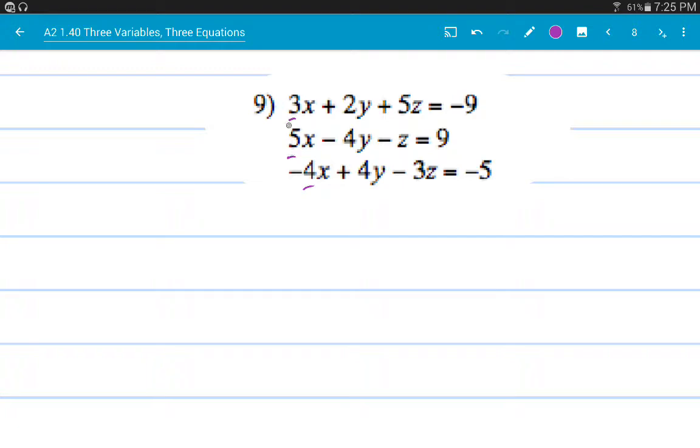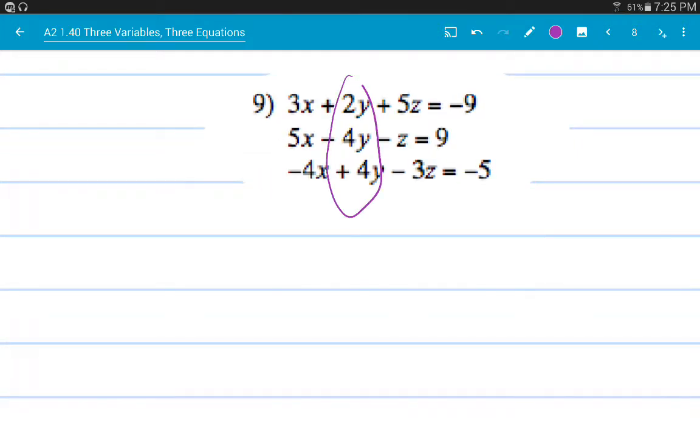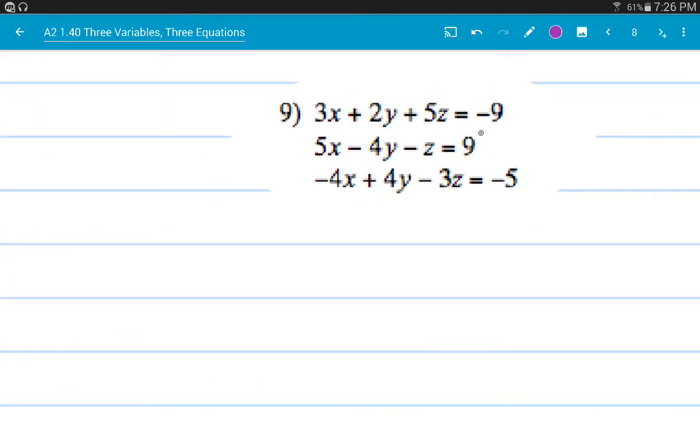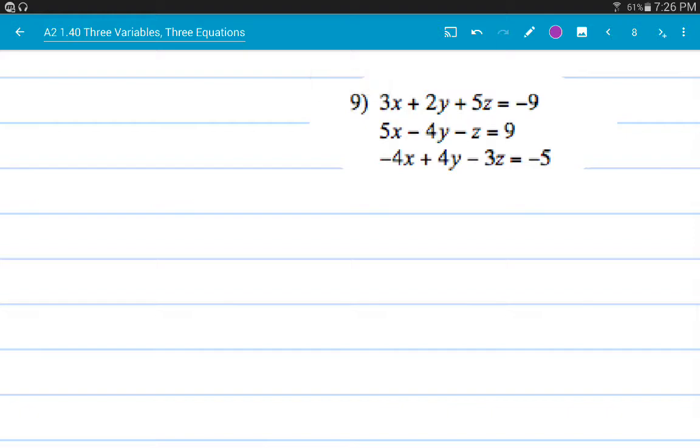3 and 5 could be 15, 4 would have to be 60. That's pretty big. 2, 4, and 4, well, that seems really easy, actually, because I could make those all into 4. And 5, -1, and 3 would be 15. So I think that we can agree that these are the easiest. Now, what I mean by easiest is, take a look. If I take the second and the third equation, I can cancel out y quite easily.